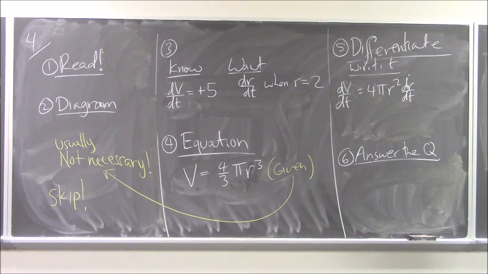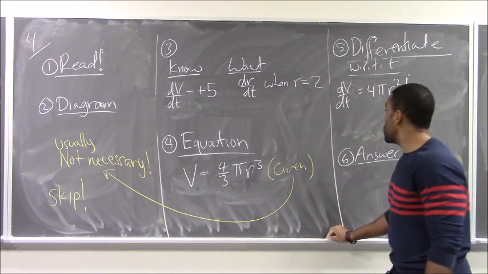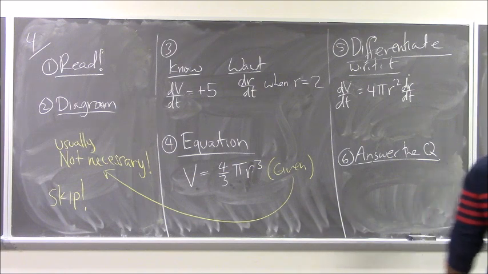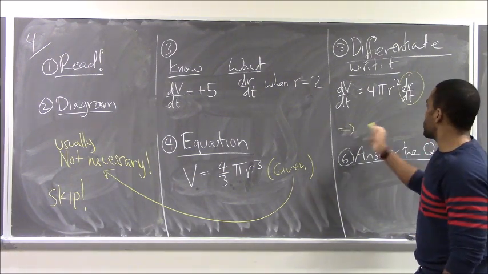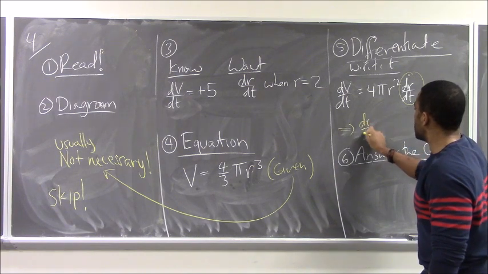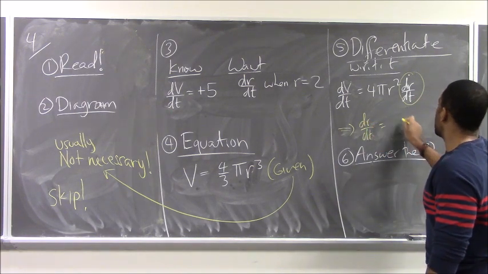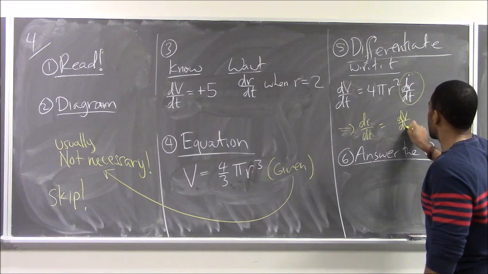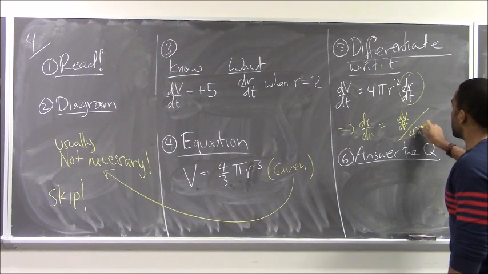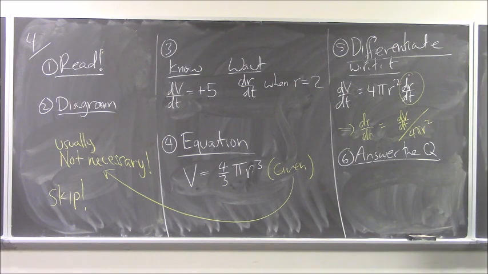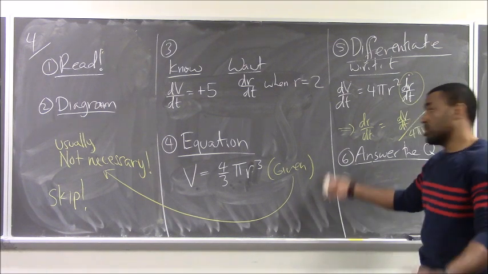Now, ultimately notice what we want here. We actually want dr/dt. This is the guy that we want over here. So I could solve for it from here. Say dr/dt is going to be equal to dV/dt divided by 4 pi r squared. And so step 6, plug in.